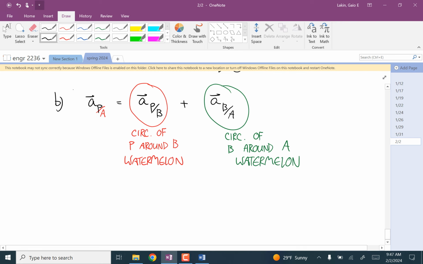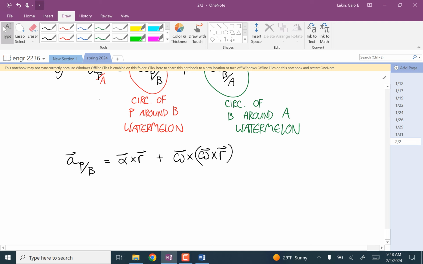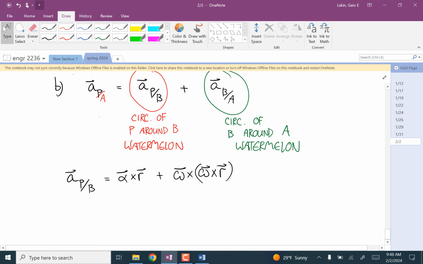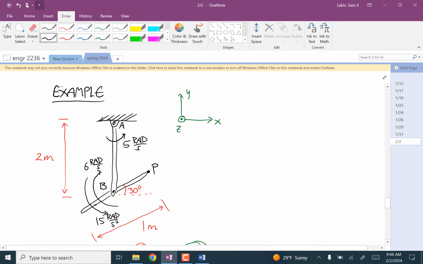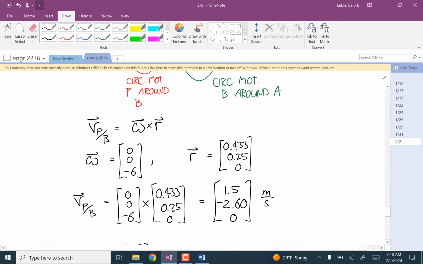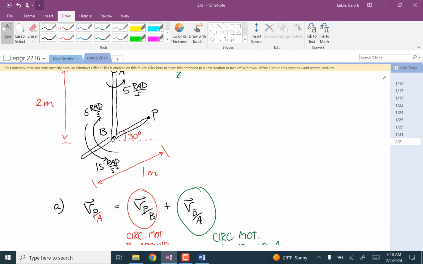Okay, so let me just do this, the acceleration of P relative to B. Watermelons will rot. We already know R. We already know omega. But we need to know alpha for that second body, that diagonal body. Alpha has a magnitude of 15 radians per second. It's going to be in the z direction. Is that positive or negative? Yeah. Positive. Right. And that's from the right-hand rule, that angular acceleration has your thumb pointing in the positive z direction.